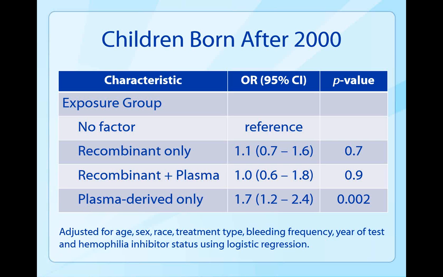So this is an example of how we used the specimens collected as part of the surveillance system to be able to not only take a look at a potential problem in the community, but also to measure the effectiveness of an intervention put in place to potentially prevent that complication.